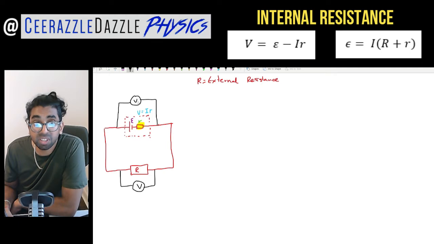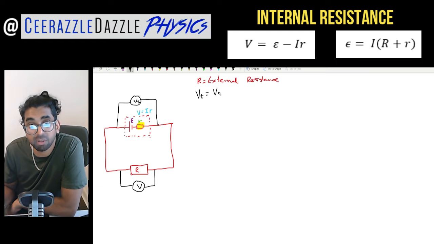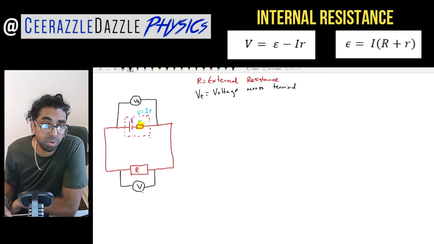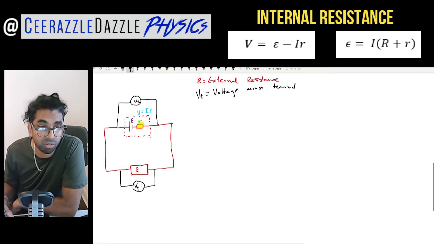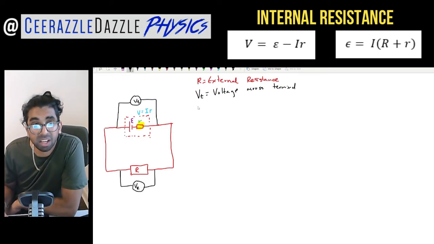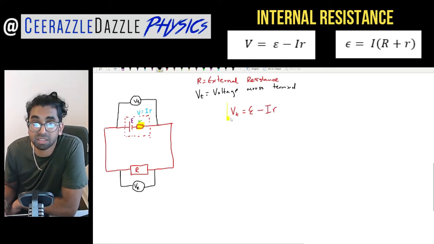We're going to denote this as V_T for the voltage across the terminal. Across the terminal over here. And then the other one, guys, we're going to put this as V_R, V in a subscript R. So we know that it's the voltage drop across the external resistance over here. Right, so we know that from before our formula still stands. The voltage across the terminal will be equal to the EMF minus I little r. Everyone happy with this? The voltage is equal to EMF minus I times r.